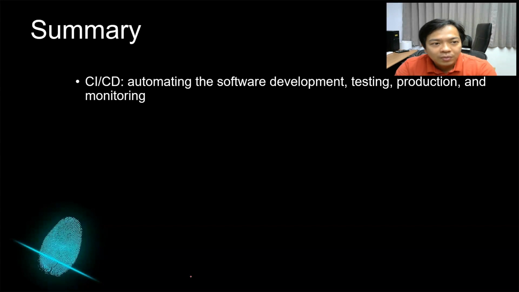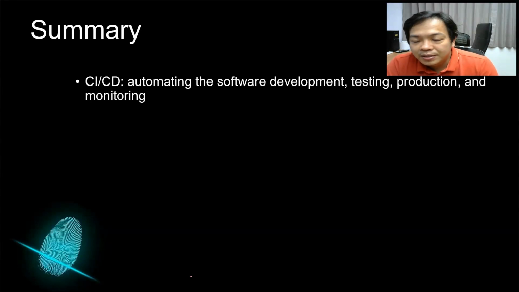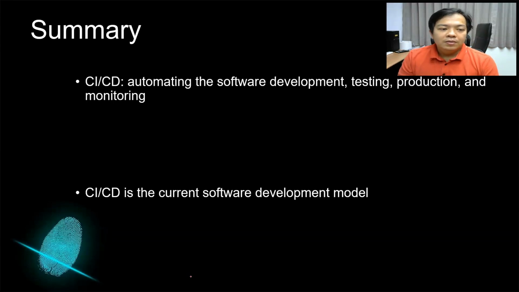The last thing I want to summarize about CI/CD is that it automates software development, testing, production and monitoring. So CI/CD is the current software development model. If you go into industry, maybe you will see that CI/CD is a model that is very familiar. So that is our lesson today.